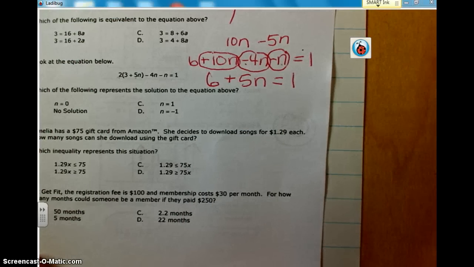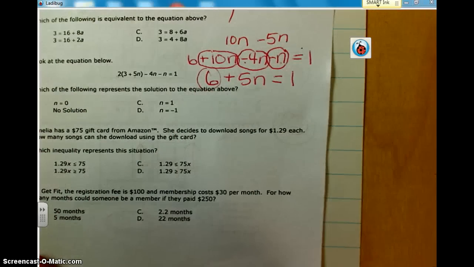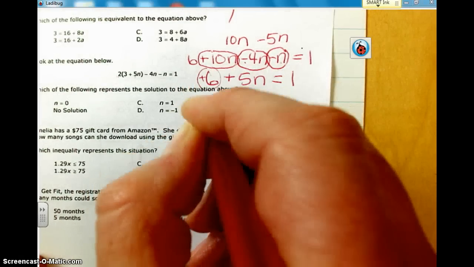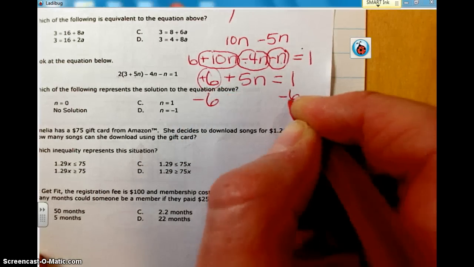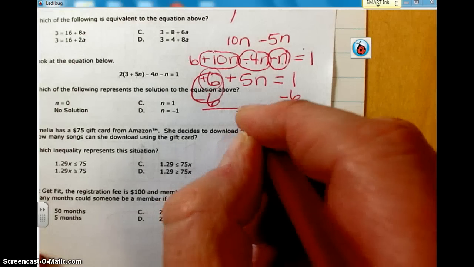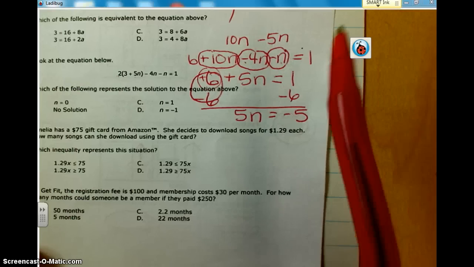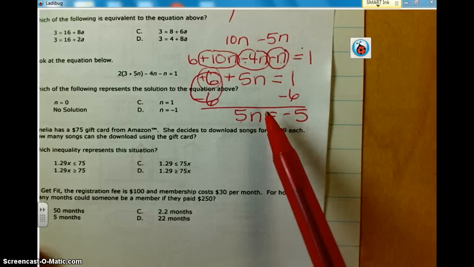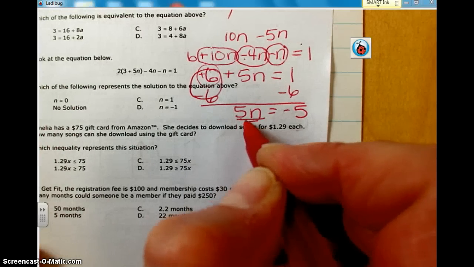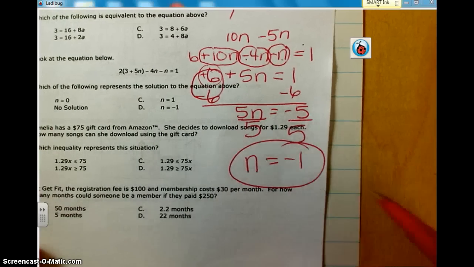This is a two-step equation that we've done since the beginning of the year. This 6 is a positive 6 because there is no negative in front of it. So the opposite of addition is subtraction. I'm going to subtract 6 on both sides. I get a zero pair. 5n is equal to negative 5. This means that 5 times a number is negative 5. The opposite of multiplication is division. n is equal to negative 1.